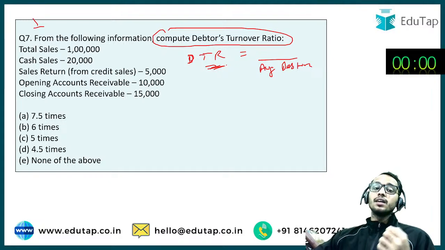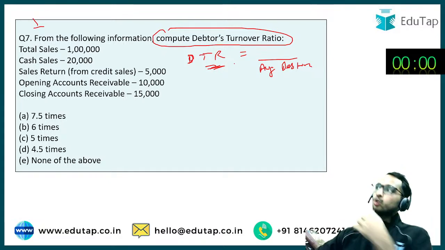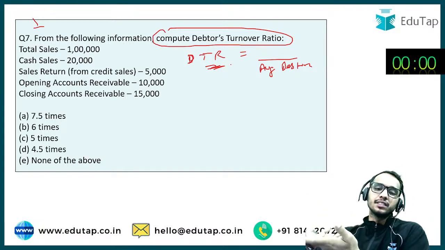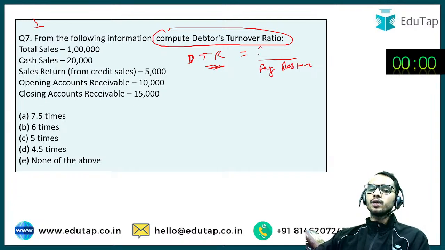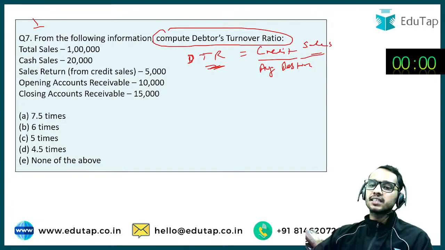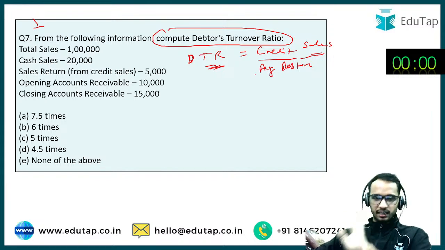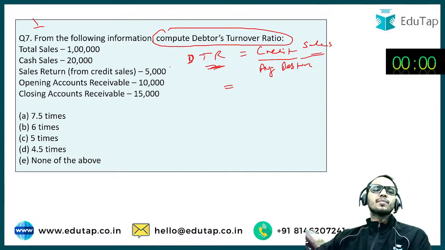Debtors turnover, and who are debtors? To whom you have sold on credit basis, isn't it? So in the numerator, you will have the credit sale. Easy. So the formula is credit sale divided by the average debtors. Clear? This much is clear. Now total sale is 1 lakh rupees.